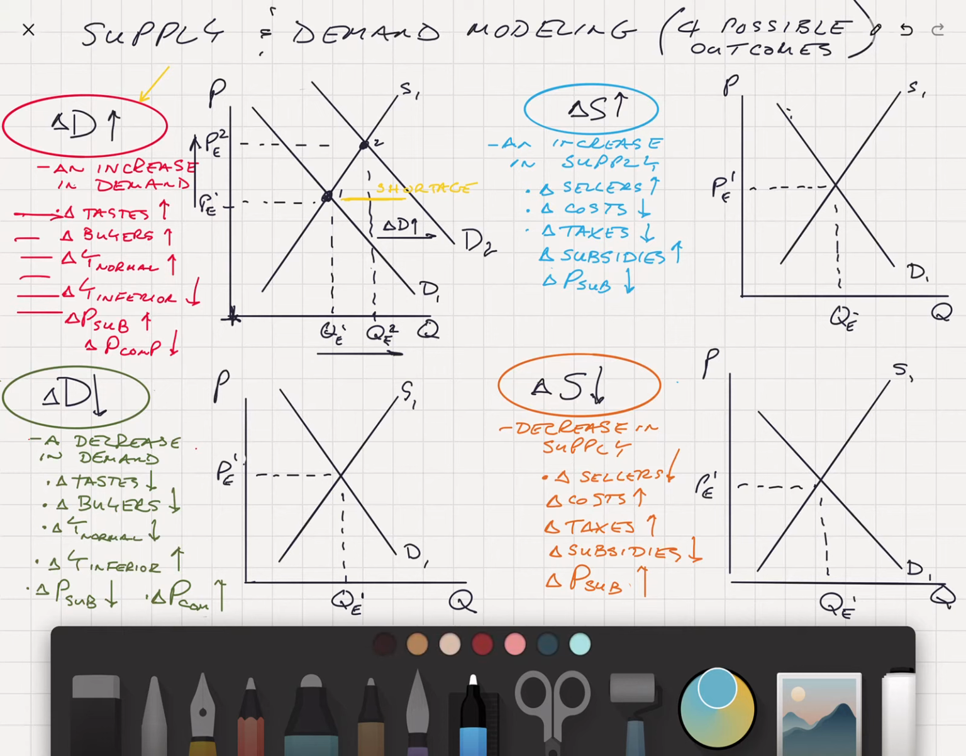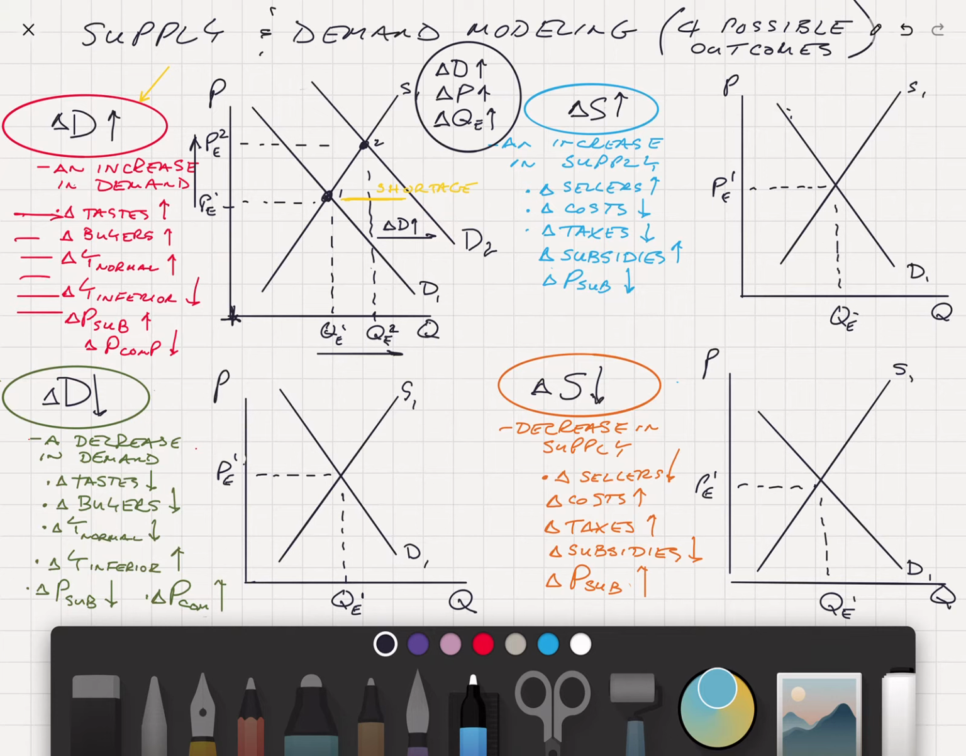So let's summarize this. When the demand curve shifts up, here an increase in demand, that will lead to an increase in price and an increase in equilibrium quantity. All three arrows are moving in the same direction. Okay, everybody okay with that?